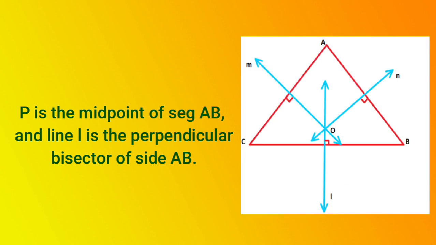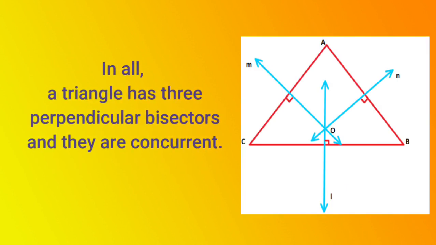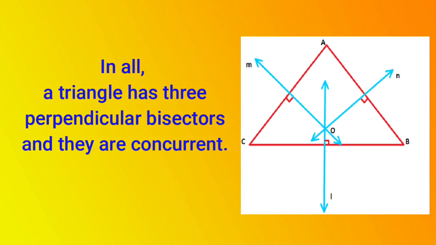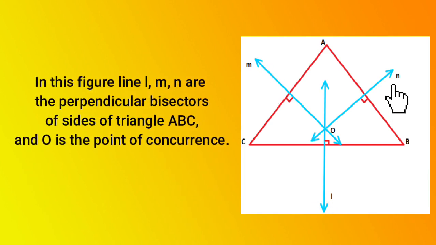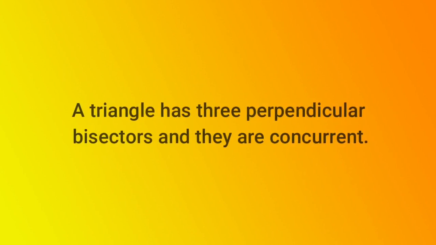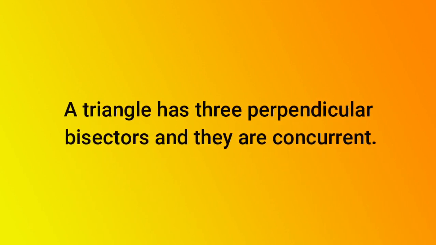Look at this figure now. In all, a triangle has three perpendicular bisectors and they are concurrent. In this figure, line L, M and N are perpendicular bisectors of sides of triangle ABC and O is the point of concurrence. A triangle has three perpendicular bisectors and they are concurrent.